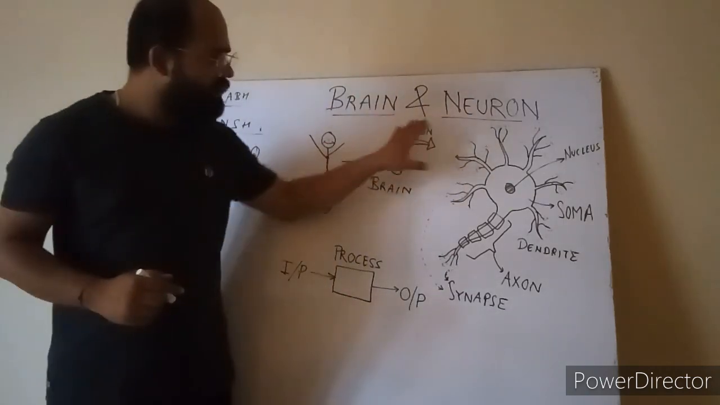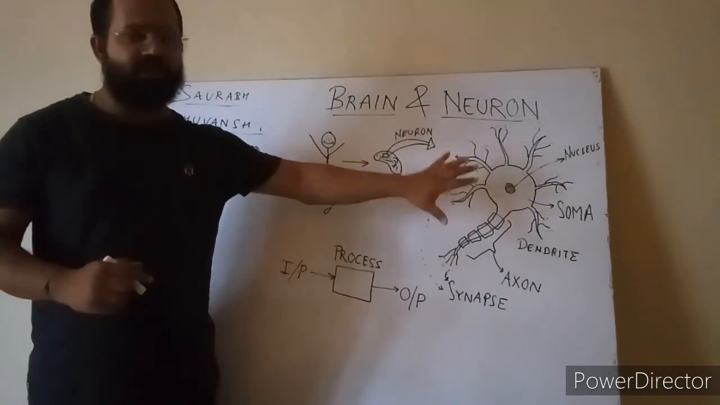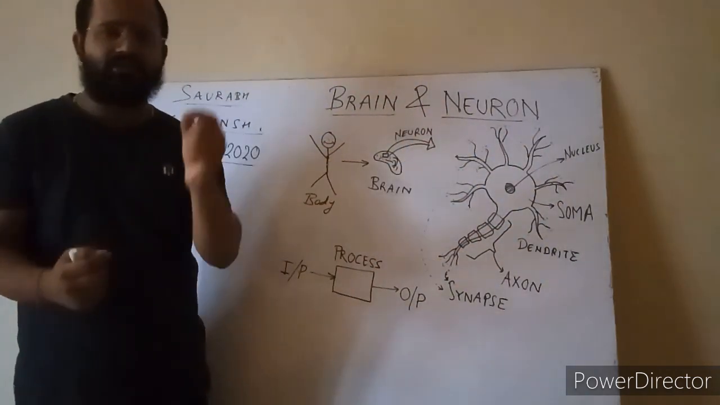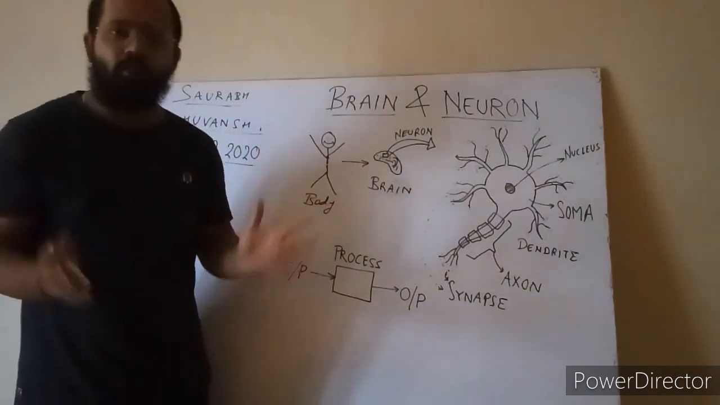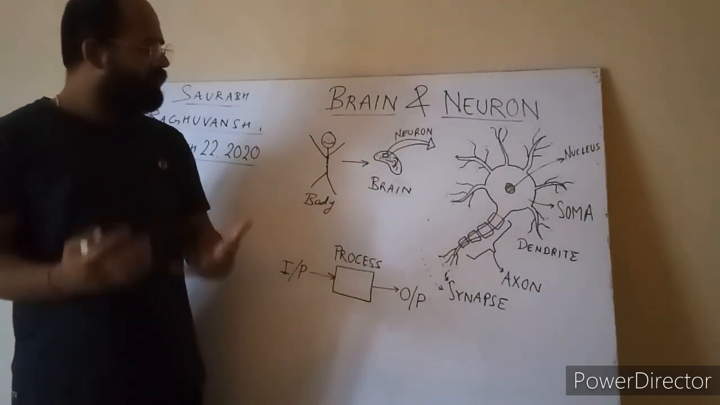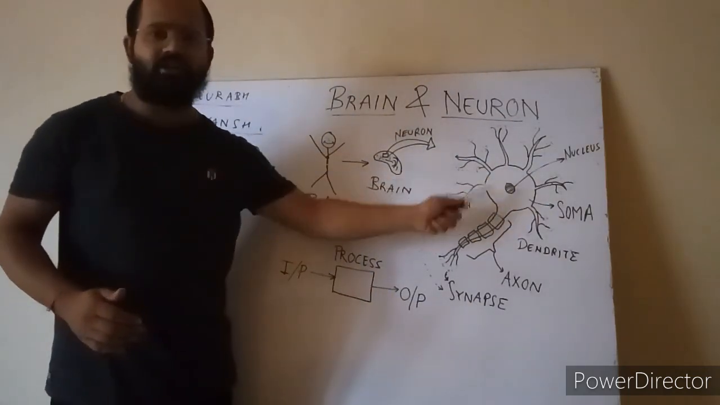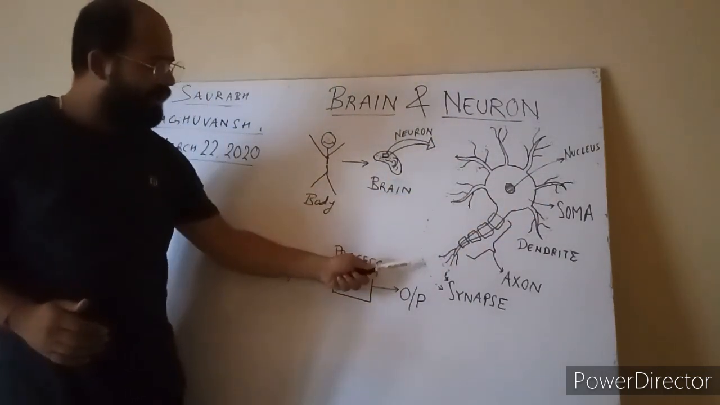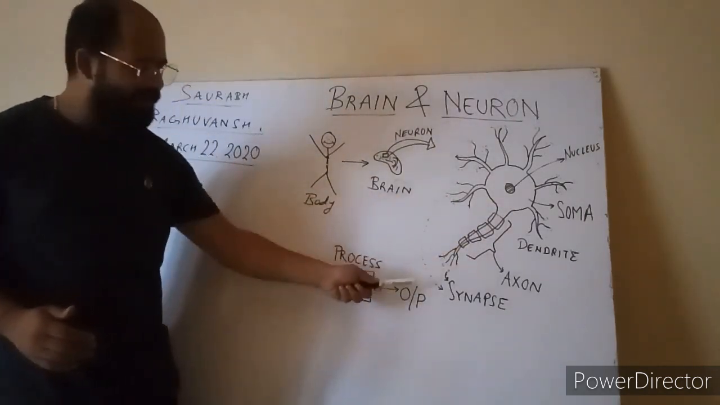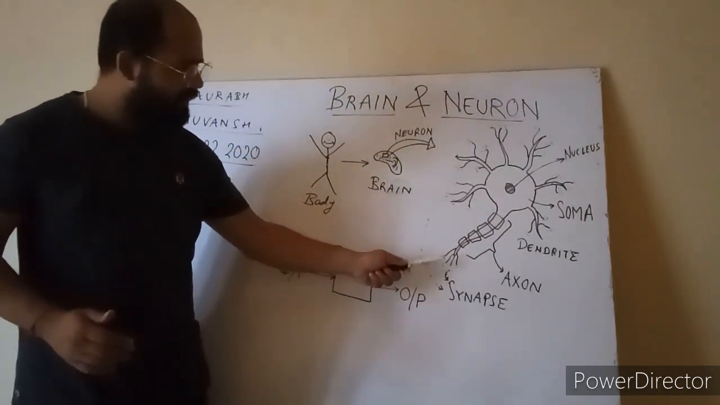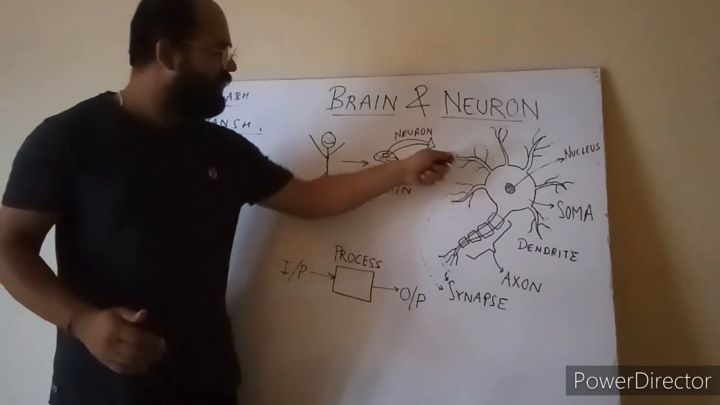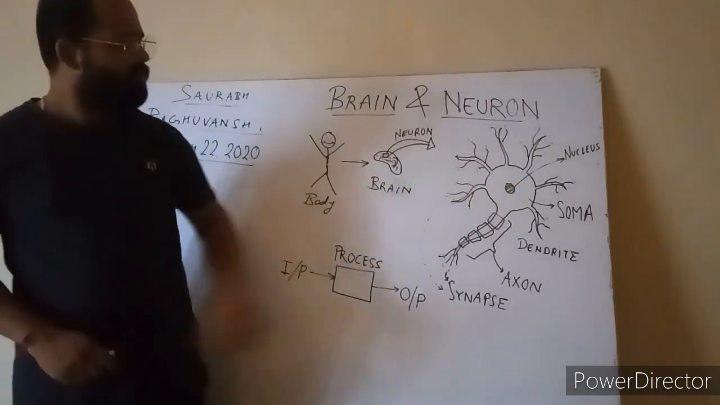So that neuron looks like this. We can say this is an expanded form of the neuron, in which we can see a circle here. Then there is a trail, like the tail of a monkey, and there are some hair-like structures around the central part.